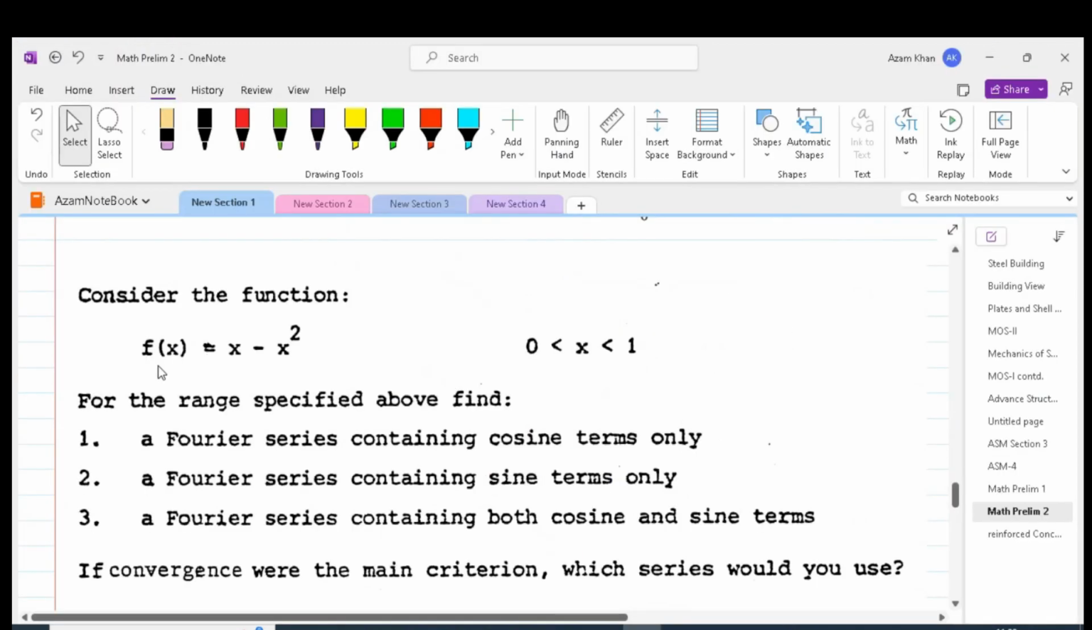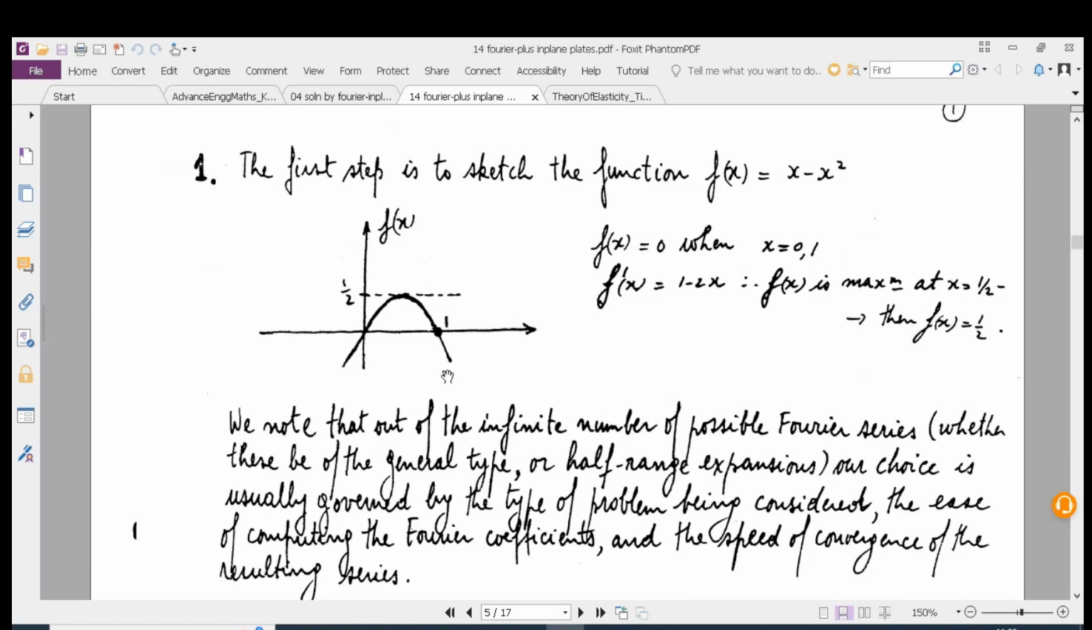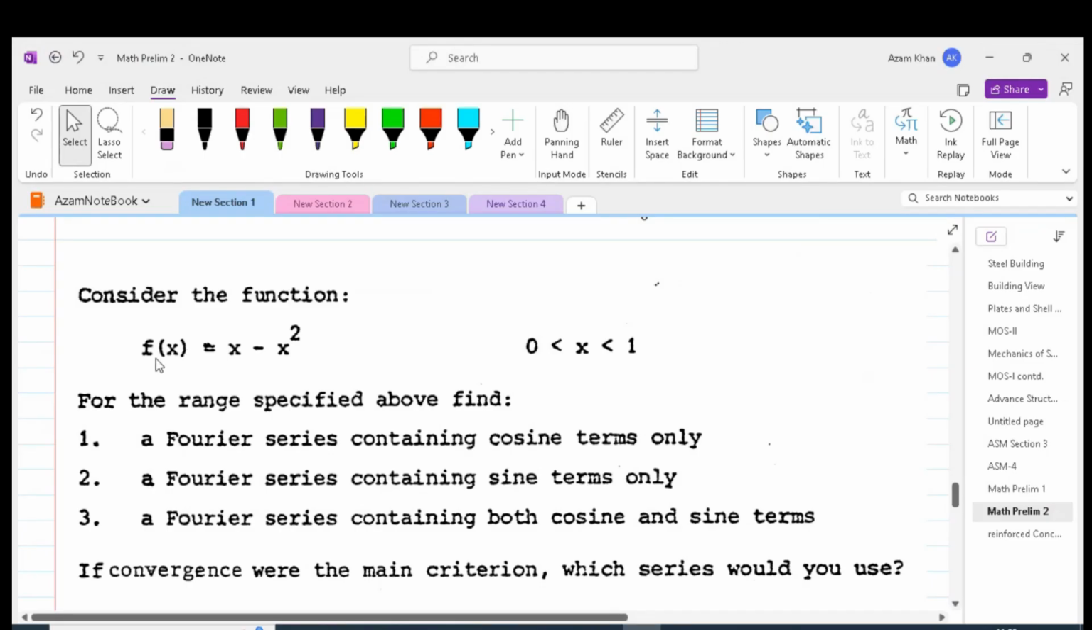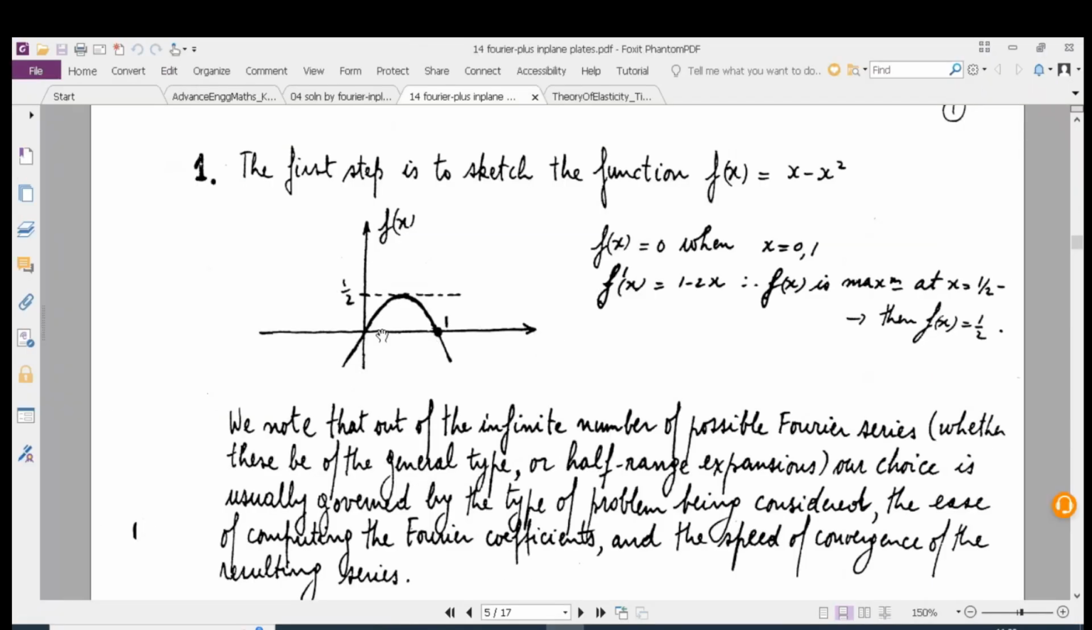Now we consider a function f of x is equal to x minus x square and check which of the three Fourier series will give us the fastest convergence. So the Fourier series containing cosine, Fourier series containing sine, and Fourier series containing both cosine and sine will be worked out. So the first step is to draw this function. This function will look something like this one.